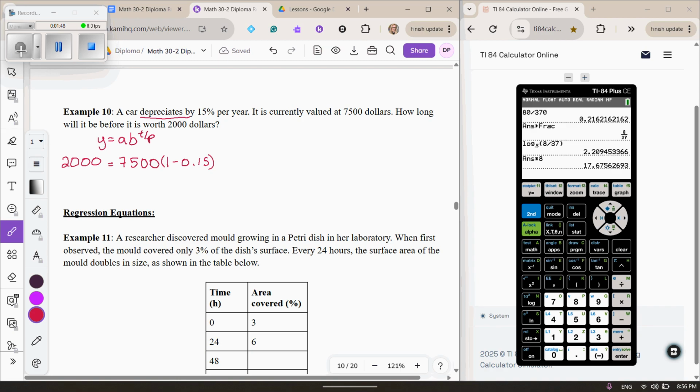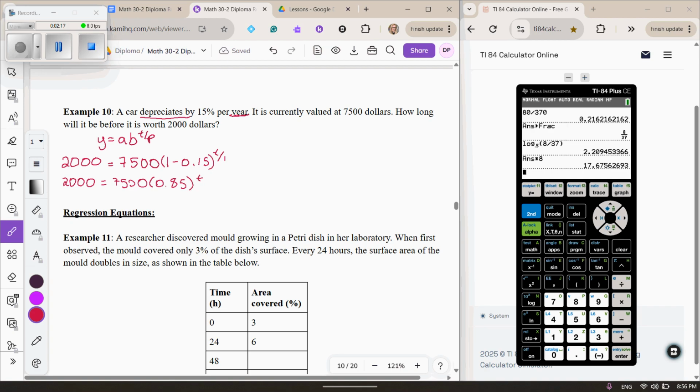Okay, and then T is what we're looking for. We're looking for the amount of time. And then P for these types of questions is typically going to be 1. We pull that from the fact that it says per year. So we can actually ignore that. So when I simplify my equation, I'm going to get 2,000 equals 7,500 times 1 minus 0.15, which is 0.85, as I mentioned before, to the power of t.